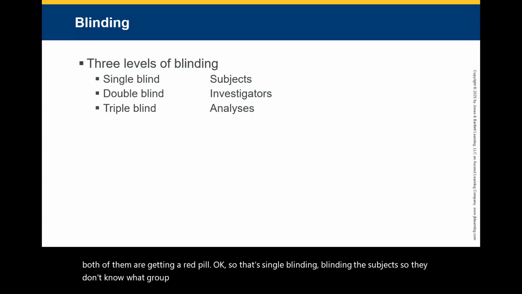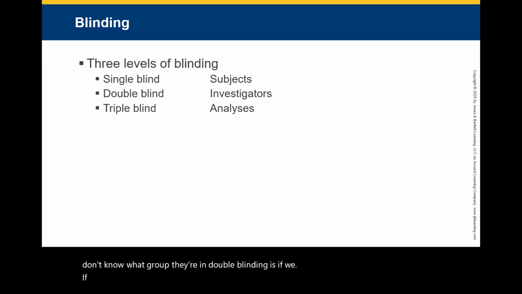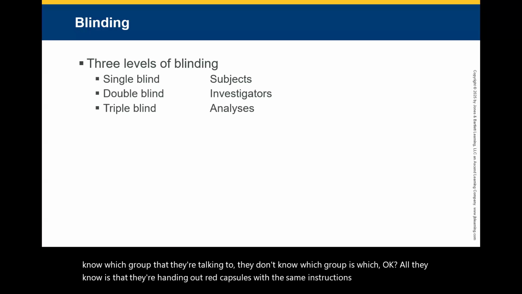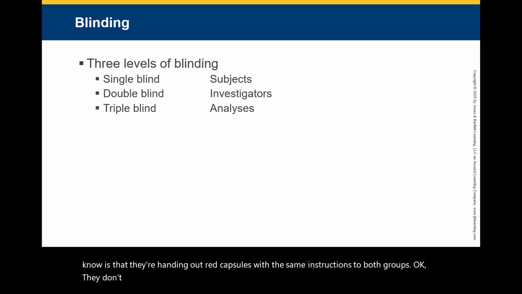Double blinding is if the investigators that are actually handing out the pills and handing out the instructions don't know which group that they're talking to. They don't know which group is which. Okay, all they know is that they're handing out red capsules with the same instructions to both groups. Okay, they don't know which group has the sugar pills and which has the actual medication.